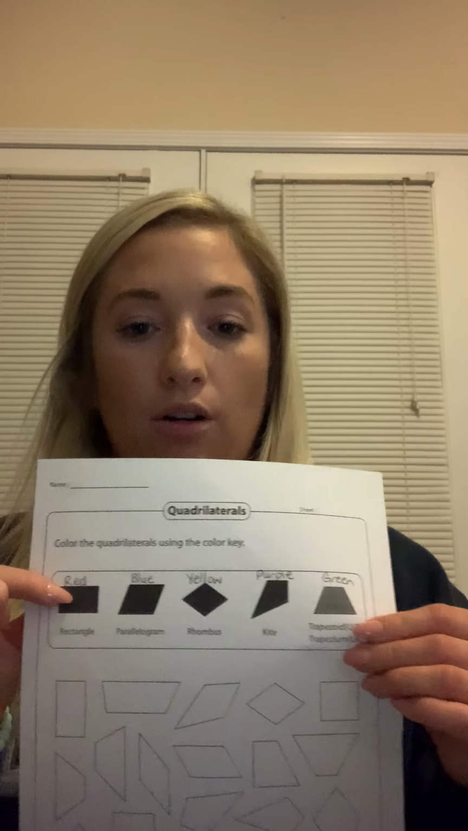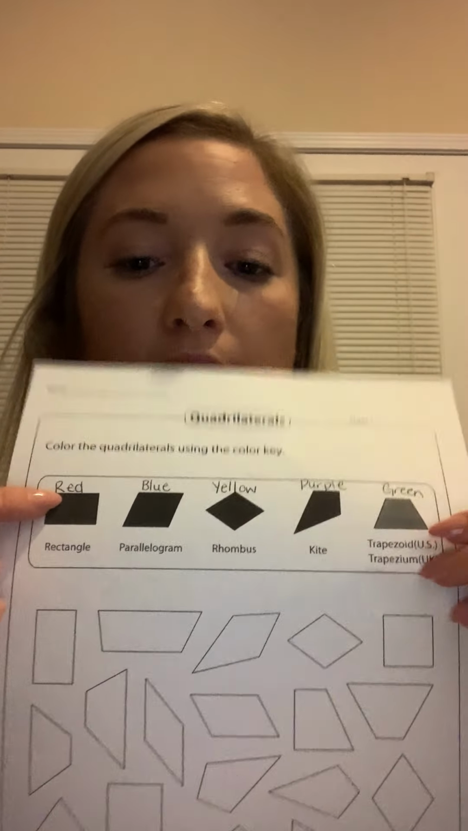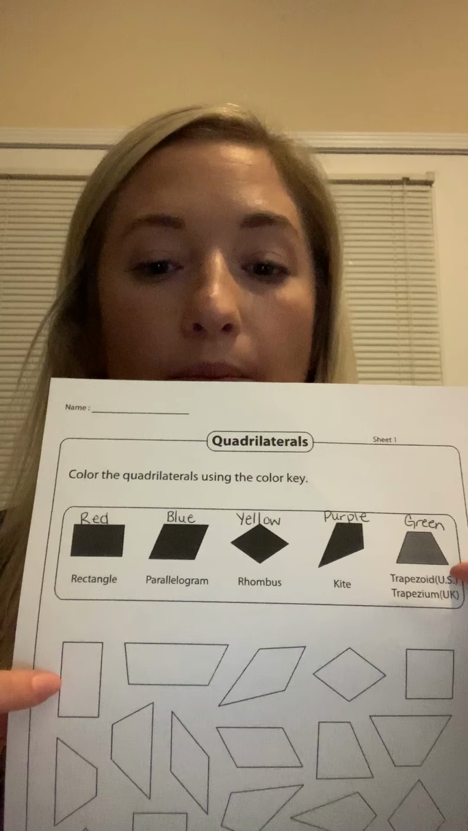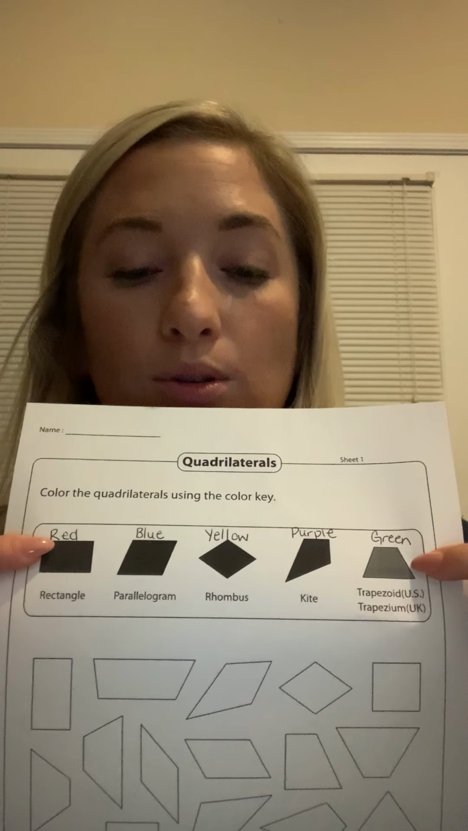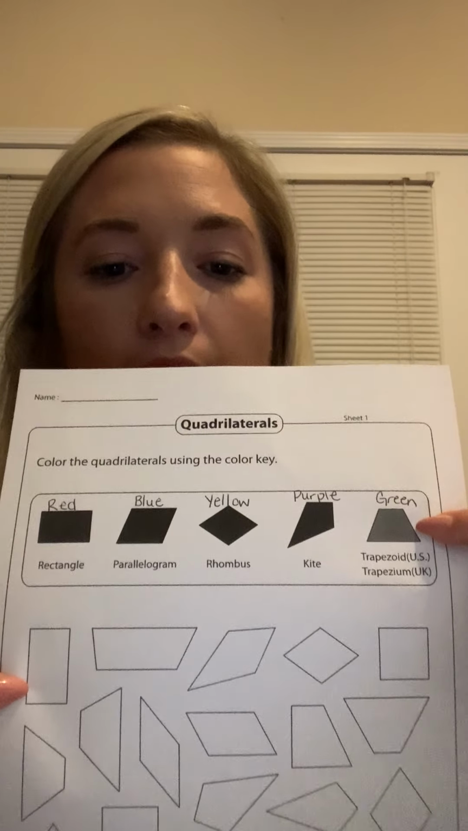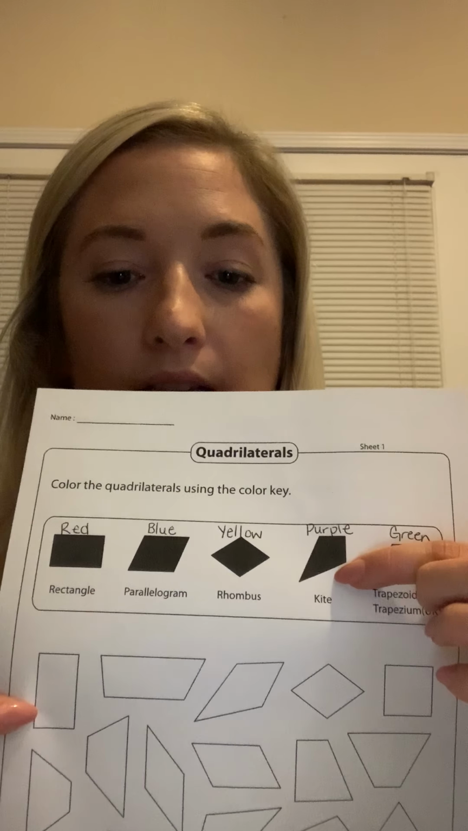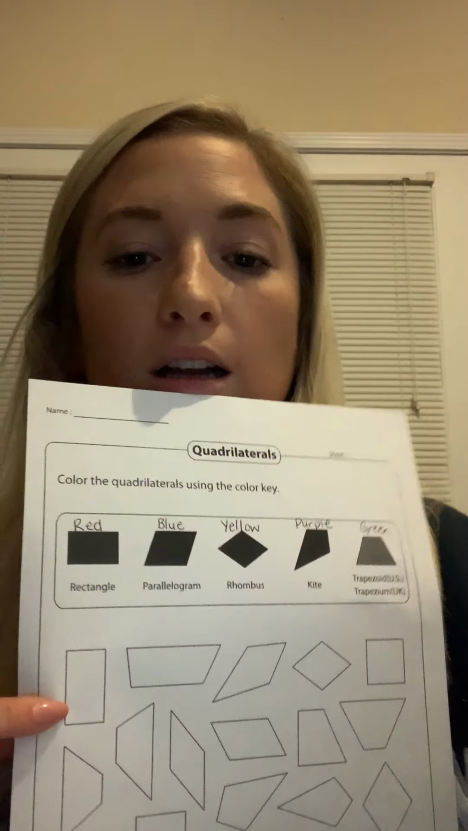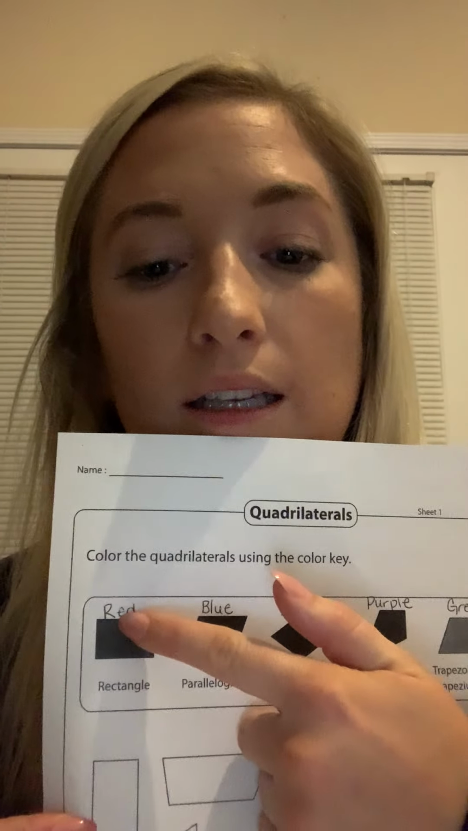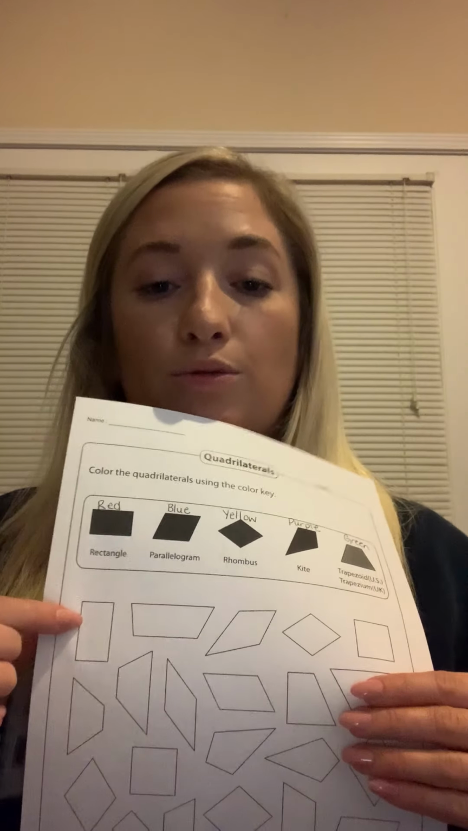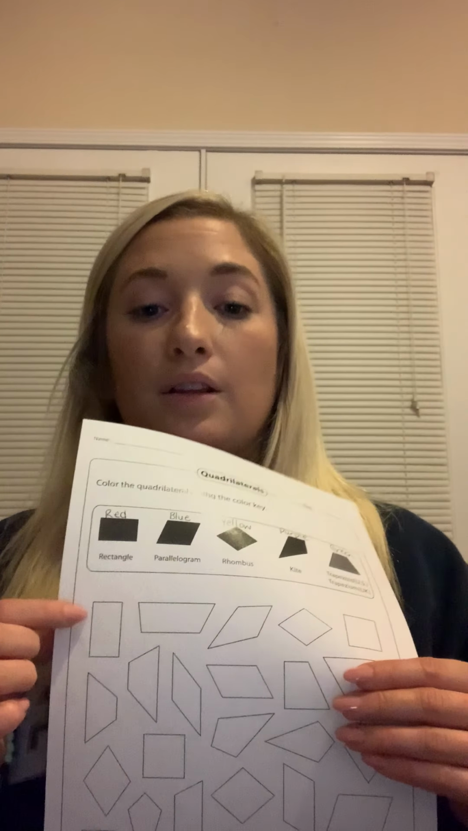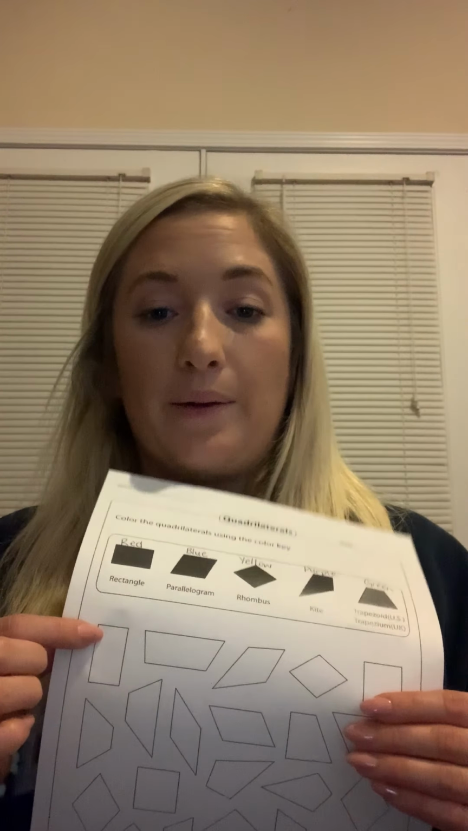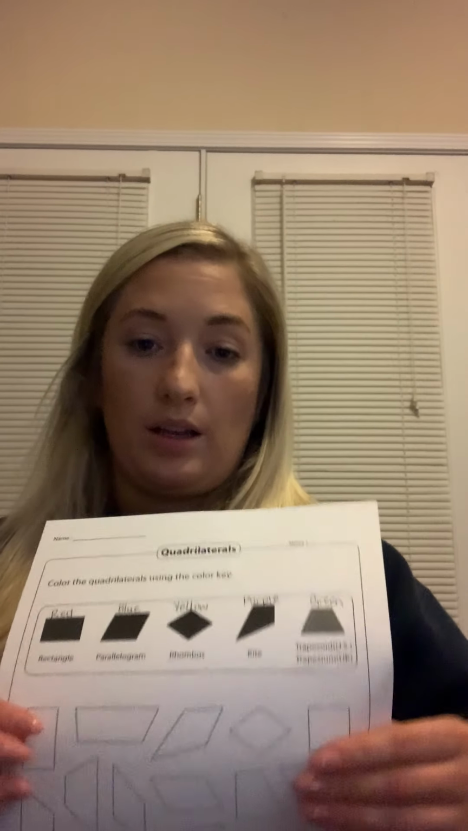Now, the next part is I have to figure out which quadrilateral. Which one of these up here does this one look like? Well, I know it's not a trapezoid. It doesn't look like that. I know it's not a kite. I know it's not a rhombus. And I know it's not a parallelogram. So that means it has to be a rectangle. A rectangle is red. So I'm going to color this one red, or I'm going to write in the color red, okay? You're going to do that on the rest of these, okay?